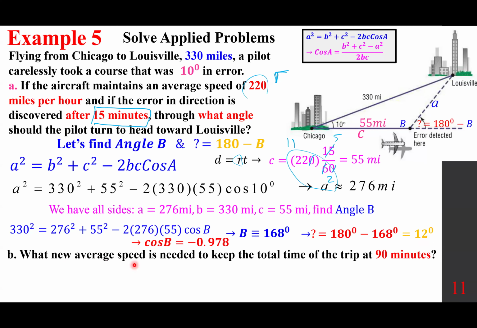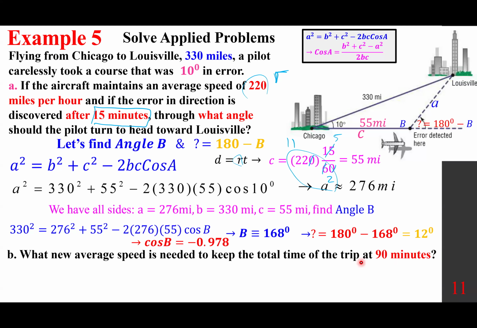What new average speed is needed to keep the total time of the trip at 90 minutes? Let's say the idea was that we want to go from here to here, 90 minutes, but we went wrong. We went the wrong way, so we added some to the distance, but we want to still keep it at 90 minutes. That means whatever speed we were going is not going to cut it anymore. We have to go faster by a little bit. How much? That's what we want to know.